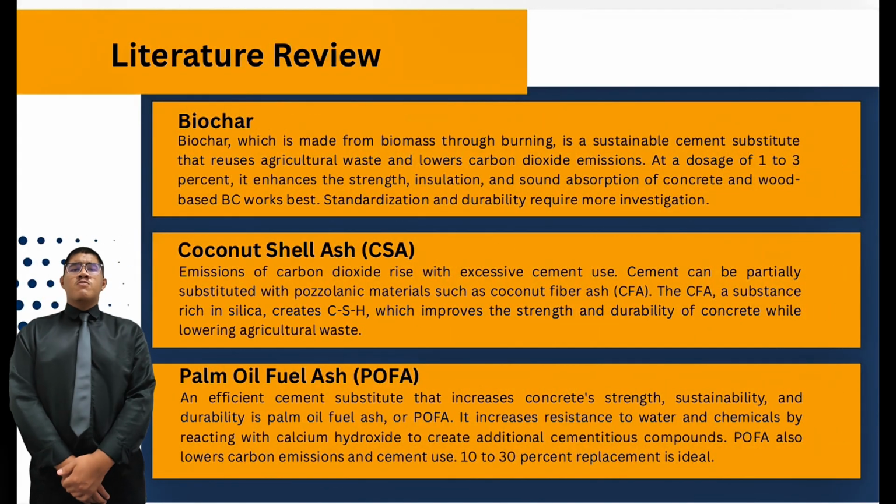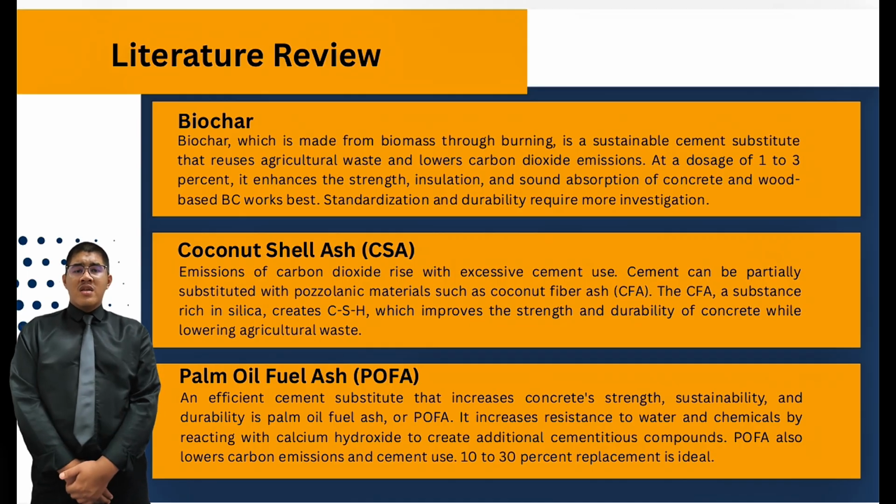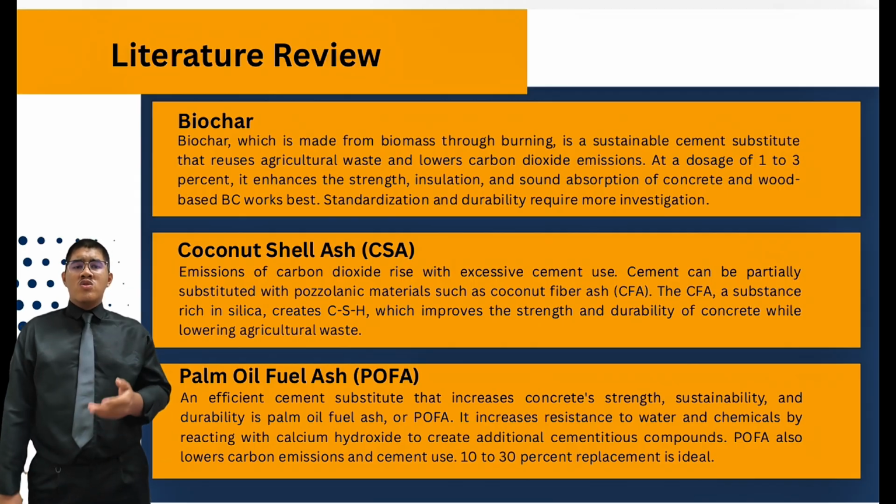First, biochar. Biochar is produced from biomass. Through burning, it helps reduce agricultural waste and carbon dioxide emission. At doses of 1 to 3%, it improves the strength, insulation, and sound absorption of concrete. However, more research is needed to standardize and ensure its long-term durability. Next, coconut shell ash contains a high amount of silica which forms calcium silicate hydrate. This compound increases the strength and durability of concrete while also reducing agricultural waste and carbon emission from cement production.